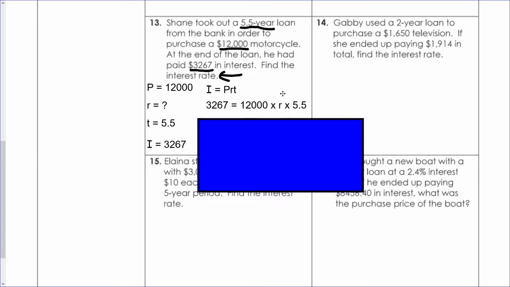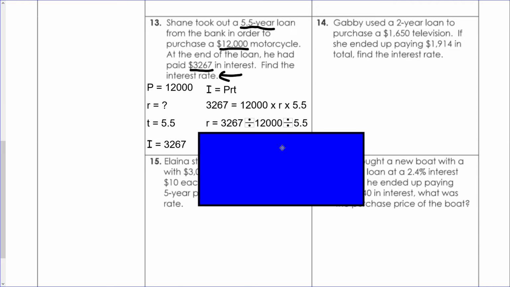This requires a little bit of algebra or a little bit of just working backwards to find out what that is. I'm sure many of you could do that without me specifically telling you, but I'm going to go through it anyway. To get the R by itself, because you're multiplying that interest rate times these two numbers, you would do the opposite. To find that rate, you would do 3,267 divided by 12,000 divided by 5.5.